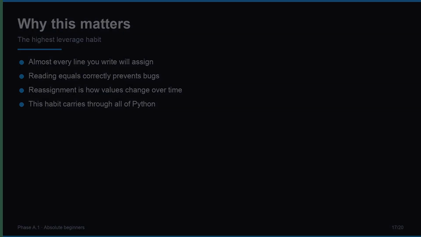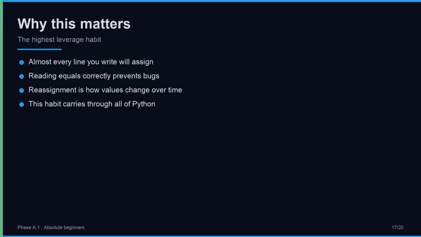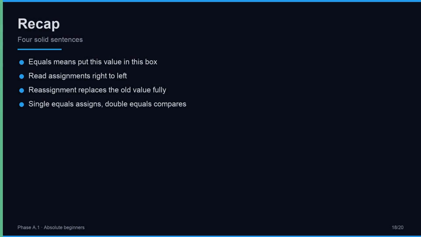Stay in the box. Why does this small distinction matter so much? Because almost every line of Python you ever write will contain an assignment. If you read equals the wrong way, whole programs become unintelligible. If you read it the right way, as put this into that, the code starts to read like clear instructions. Getting this one habit right early is perhaps the highest leverage thing a beginner can do. It pays back in every single lesson ahead. The highest leverage habit.